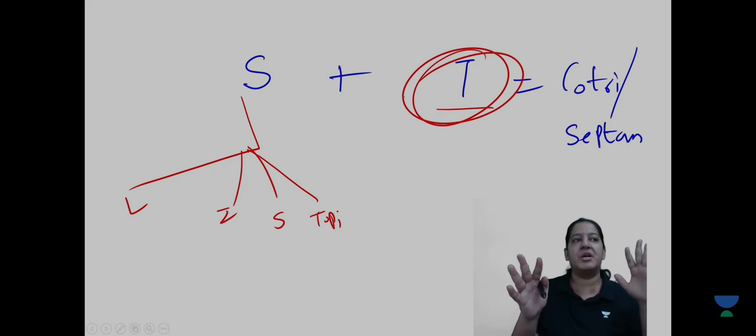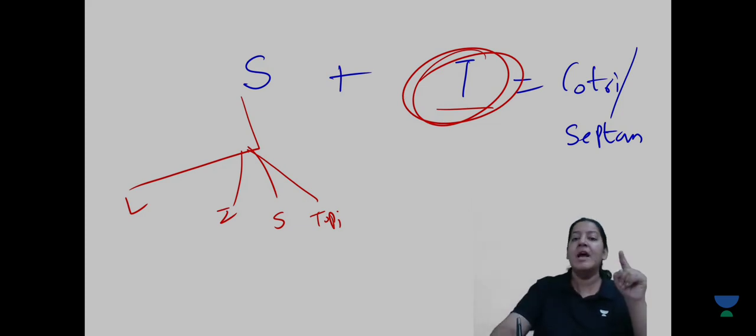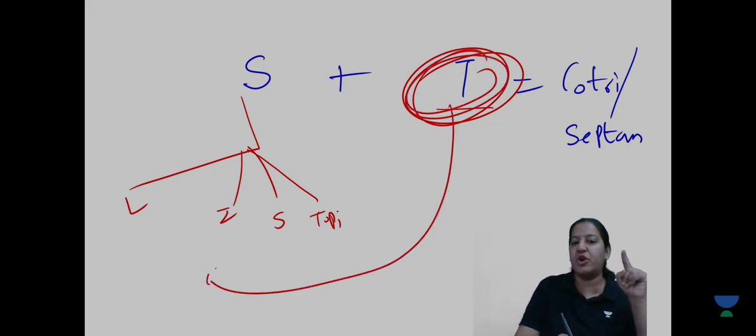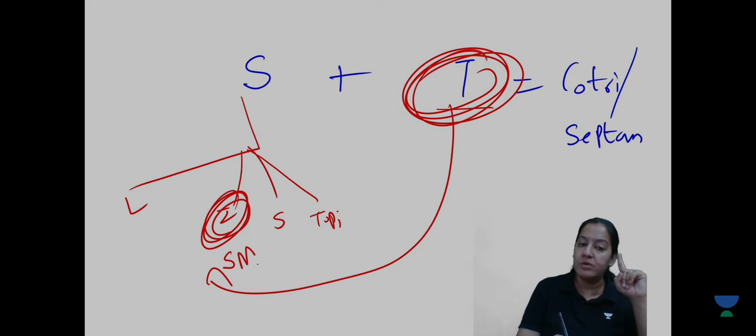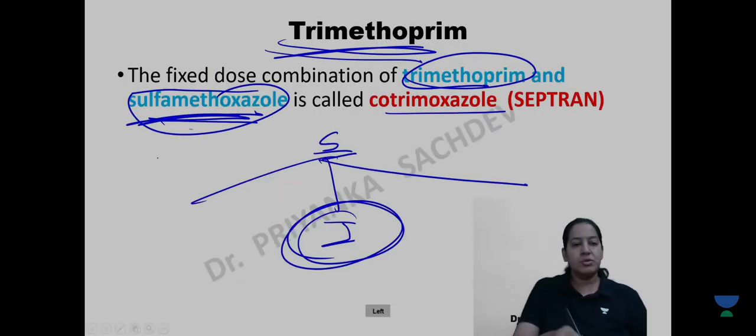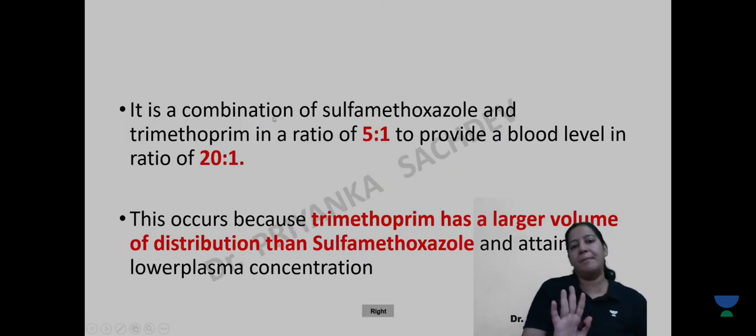So I'm saying the combination. This question should come to your mind: trimethoprim is combined with which of them? My answer is intermediate. So trimethoprim is combined with the intermediate sulfonamide, which is sulfamethoxazole. Only one intermediate is there, so we combine it with sulfamethoxazole only.